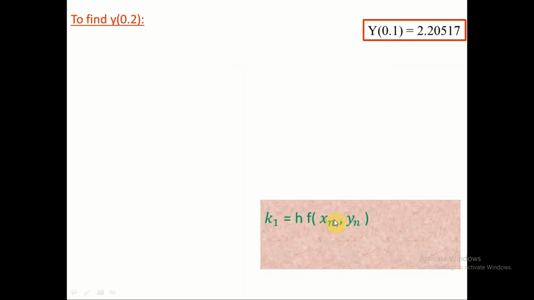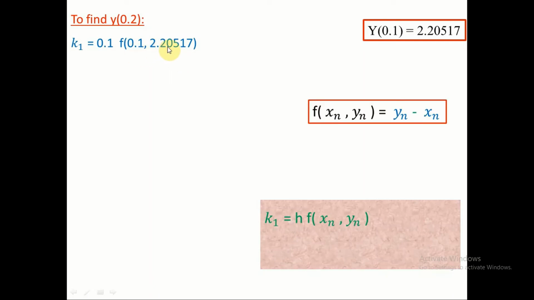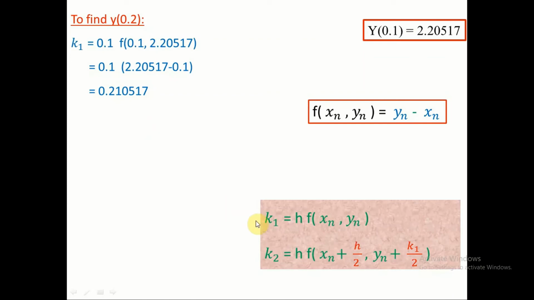Here also we need to find the values of k1, k2, k3 and k4. This is the formula for finding the value of k1. Substituting x n equal to 0.1, y n equal to 2.20517 and h equal to 0.1, we get this step. Now putting x n equal to 0.1 and y n equal to 2.20517 in this equation, we get 0.1 into 2.20517 minus 0.1. That is equal to 0.210517. Now let us find the value of k2.